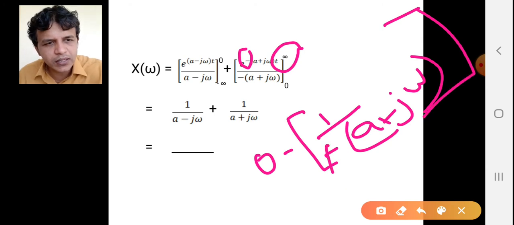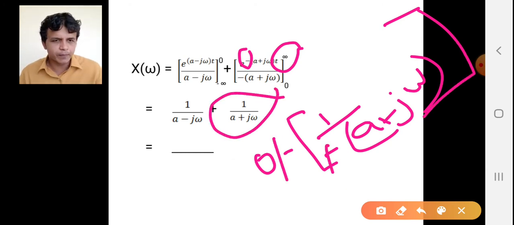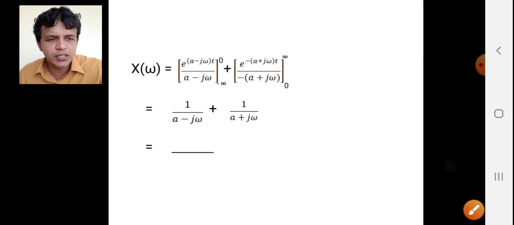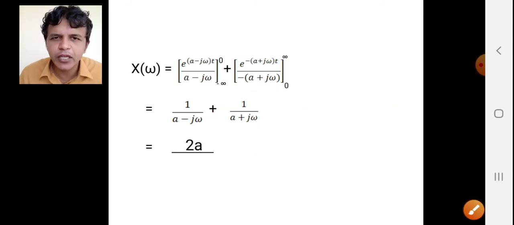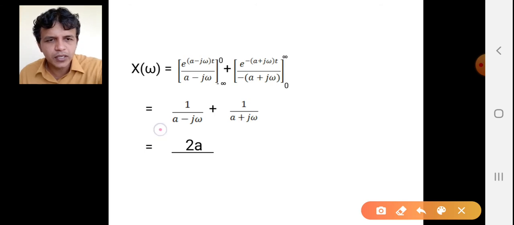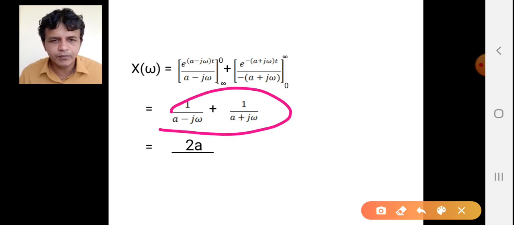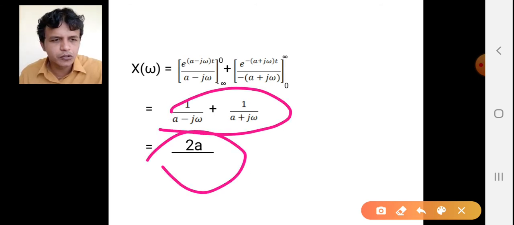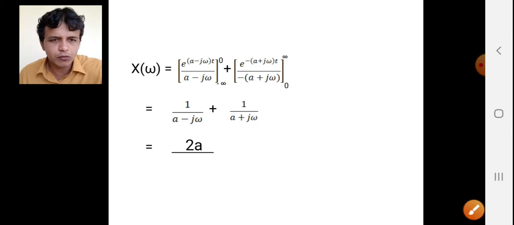So minus and minus get cancelled, and we have plus 1 divided by (a plus j omega). This is the Fourier transform applied to e power minus a modulus of t, provided a is greater than 0. Now we have to solve this. Here we find the LCM and write the equation. It becomes 2a divided by (a square plus omega square).